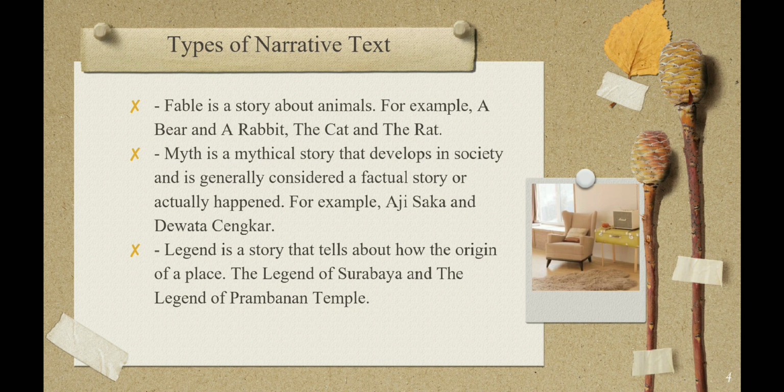Next, myth is a mythical story that developed in society and is generally considered a factual story or something that actually happened. For example, Ajisaka and Dewata Cengkar. Next, legend. A legend is a story that tells about the origin of a place, for example the legend of Surabaya and the legend of Prambanan Temple.